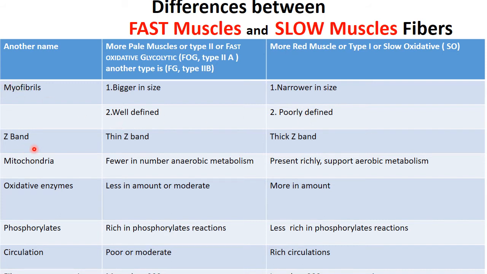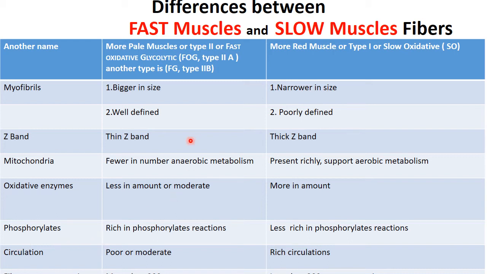Now second is the Z line. Thin Z line here, thick Z line there. Mitochondria number: fewer in number because of anaerobic metabolism here, and here it is richly present, so it will support aerobic metabolism. It means they require oxygen for that. Oxidative enzymes are less in pale muscle fibers, less or moderate in amount, but here there are more abundant oxidative enzymes.